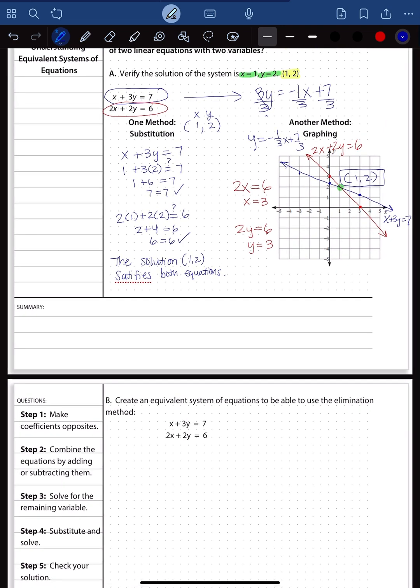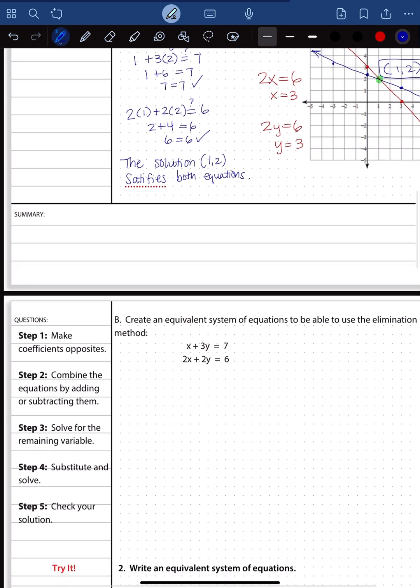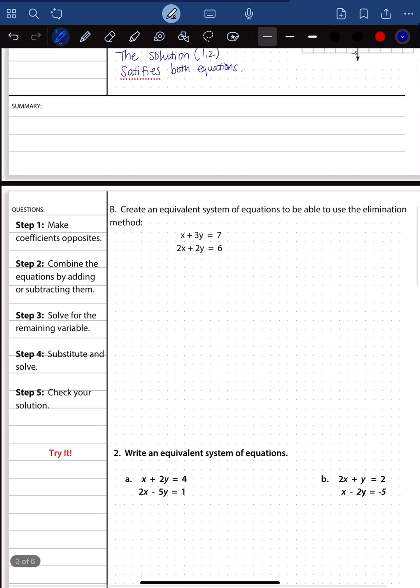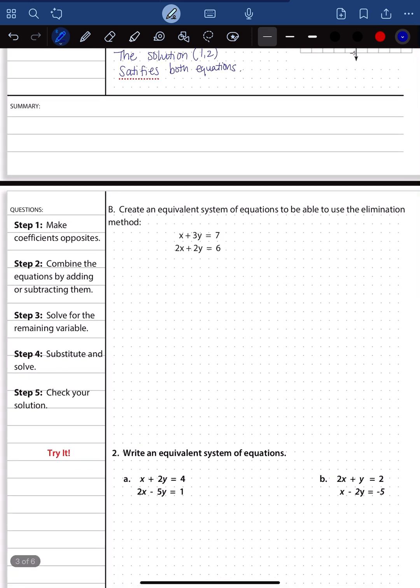It says create an equivalent system of equations to be able to use the elimination method. So same system as before: x plus 3y is equal to 7, 2x plus 2y is equal to 6. We're going to follow the steps here on the side. If I look at this carefully, I notice that there are no coefficients that are opposite. So there's something we can do to make the coefficients opposite.